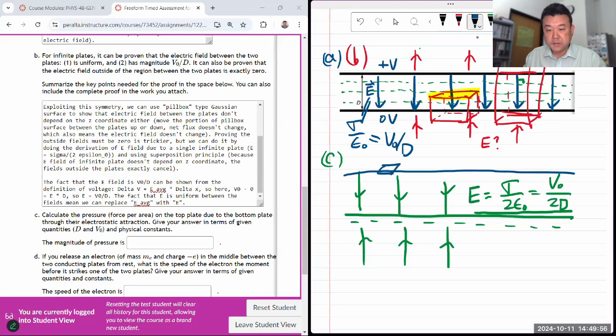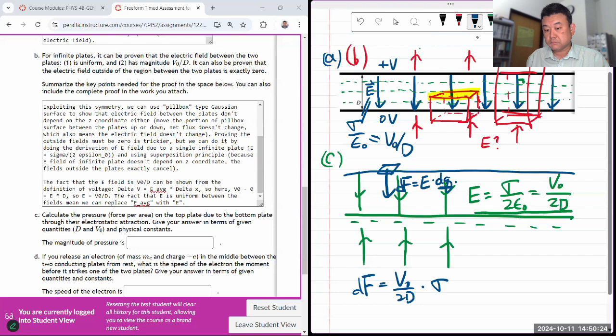So if you imagine a little surface area element, the amount of force being pushed this way, the force would be the electric field times a small amount of charge dq. So you can express that the small amount of force on that is equal to electric field V naught over 2D times the small amount of charge dq. That's going to be the surface charge density times the area, dA. So it mentioned the pressure. If I have dF divided by dA, this will be the pressure.